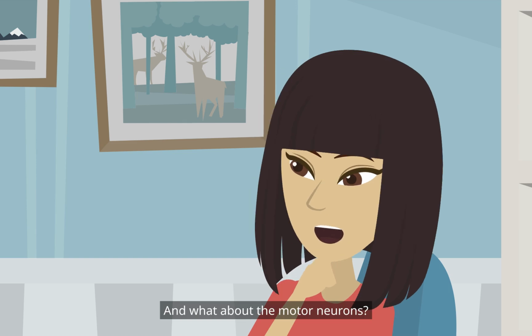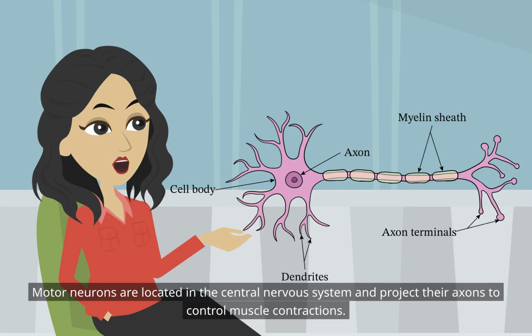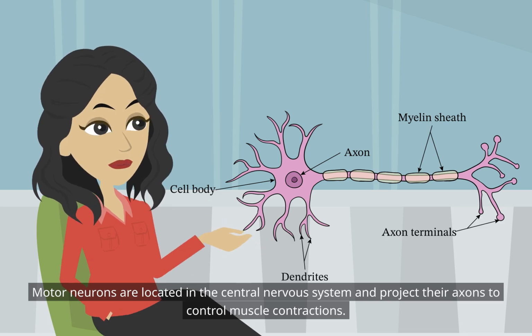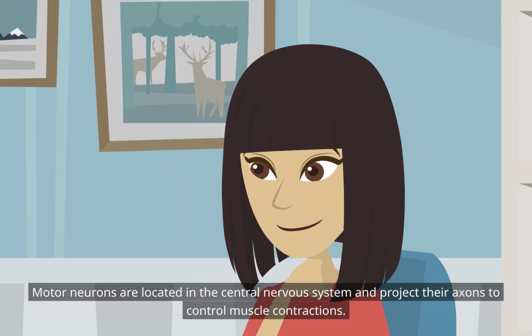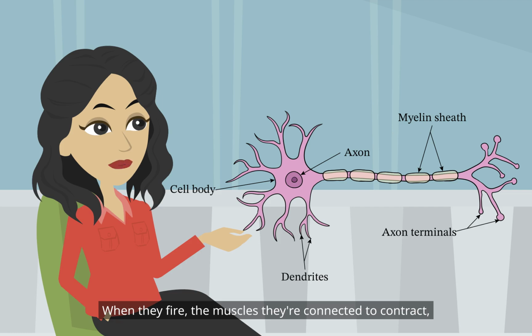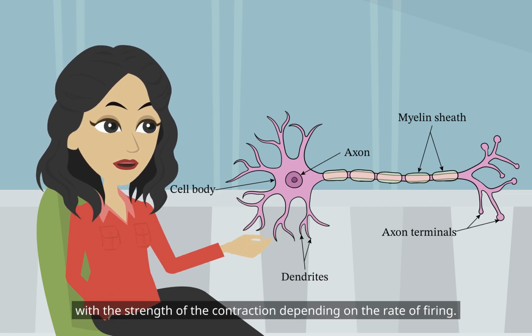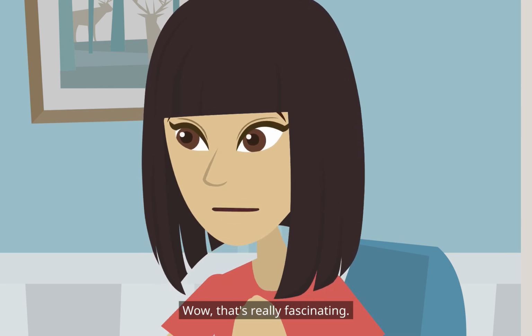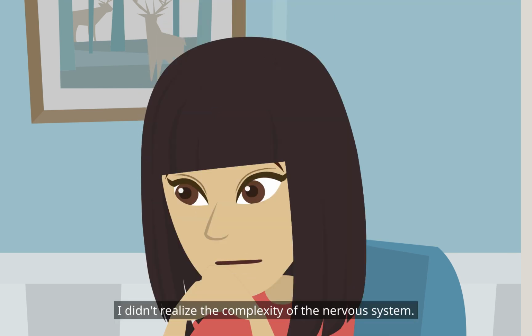And what about the motor neurons? Motor neurons are located in the central nervous system and project their axons to control muscle contractions. When they fire, the muscles they're connected to contract, with the strength of the contraction depending on the rate of firing. Wow, that's really fascinating. I didn't realize the complexity of the nervous system.